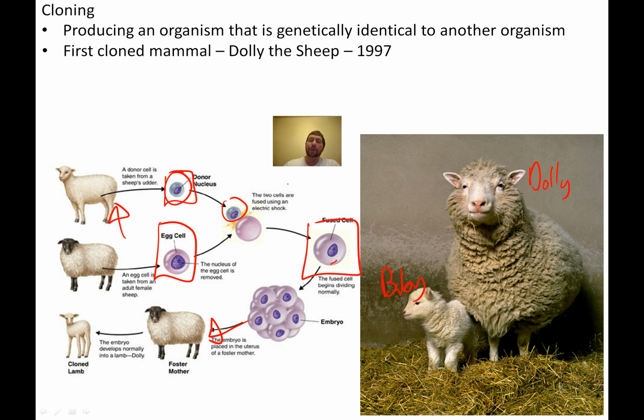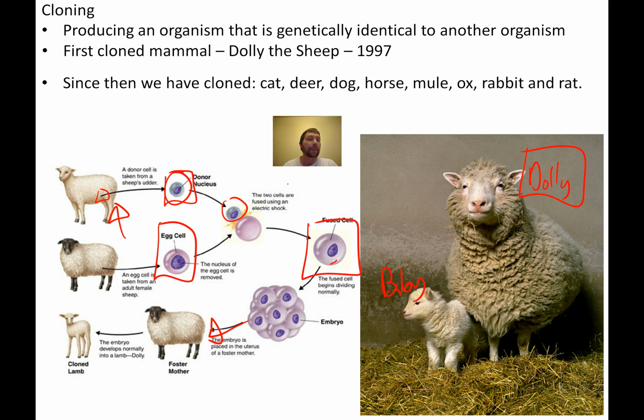While we're here, why not? The reason why she's called Dolly is the cell that they used to clone Dolly came from the udder, which is another name for mammary tissue, and so they named her Dolly after Dolly Parton. I'll let you figure out the joke from there.